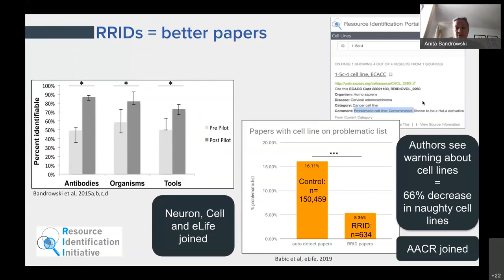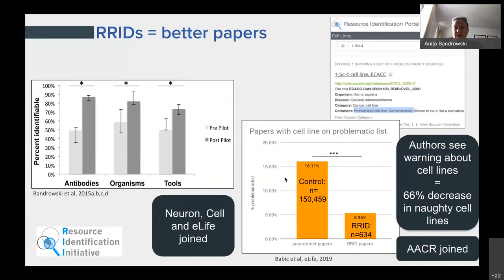But remember that information that I told you from ICLAC and other places, where the information about a particular reagent having a particular problem is actually listed on the RRID website. So in this case, here I'm searching for the 15C4 cell line, and that is a problematic cell line. This one has actually been shown to be a HeLa derivative. This is verified as being contaminated by the ICLAC community. And so what happened is, we believe now very strongly with some substantial evidence that the authors that are actually looking for these RRIDs also see comments and problems that they're being warned about here.